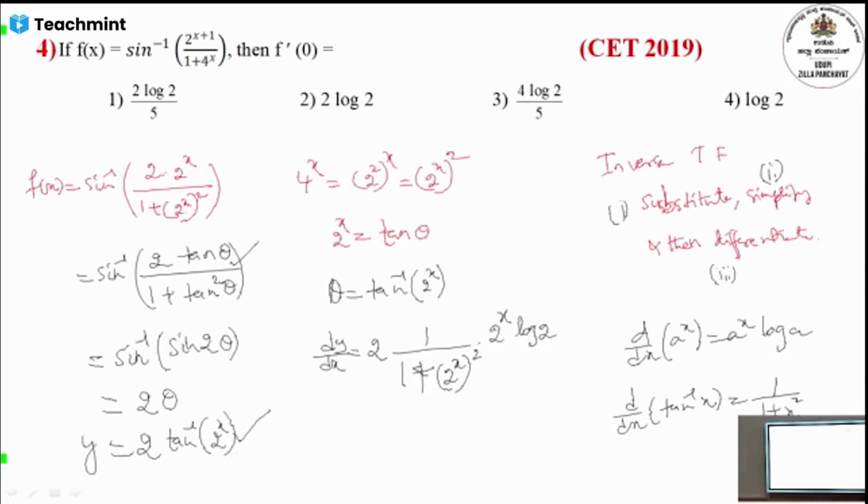I hope you are doing the questions. So x is equal to 0 gives you dy by dx: here it is 2, 2 power 0 is 1, log 2, by 1 plus 2 power 0 is 1, squared. So how much does that come to? Log 2. Just check if that is all right. The answer is log 2.